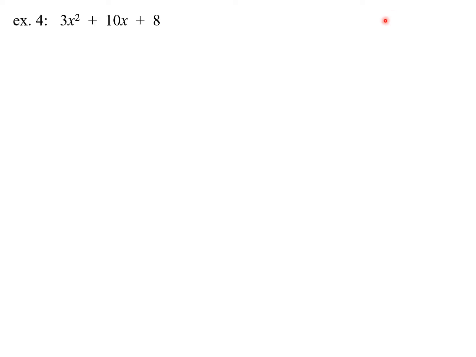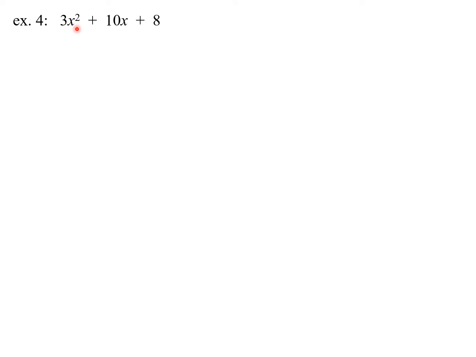All right, now let's do this example. 3x squared plus 10x plus 8. Now this is different than the previous ones because we have a coefficient that's not 1. We have a coefficient of 3 for the x squared. So this is going to be a little bit different.